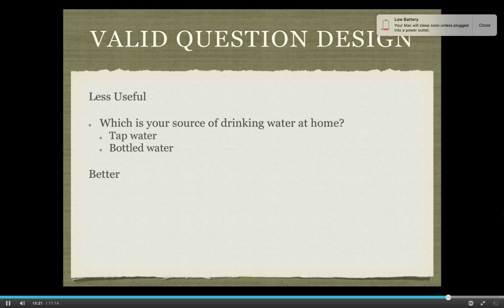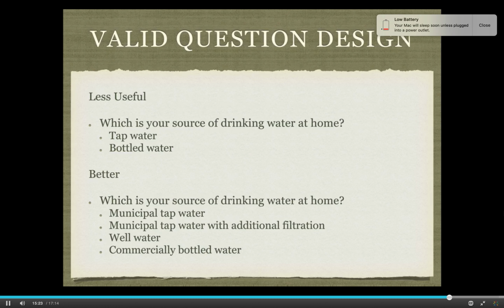What would be better? It would be better if we said, which is your source of drinking water at home? Municipal tap water with additional filtration, well water, or commercially bottled water. And this gives the question greater validity because we are sure that what we are getting back as a response is what the researcher is looking for.